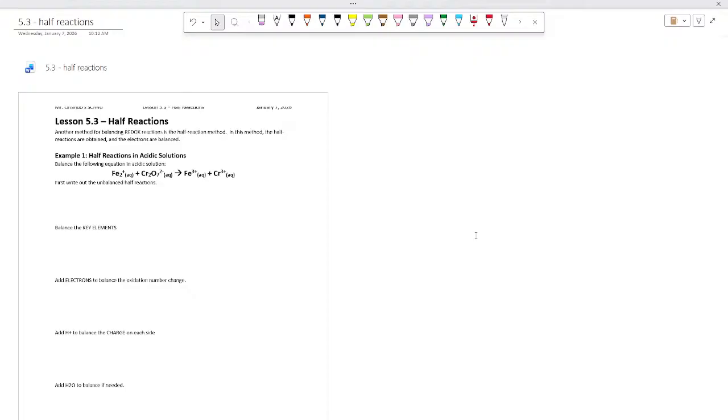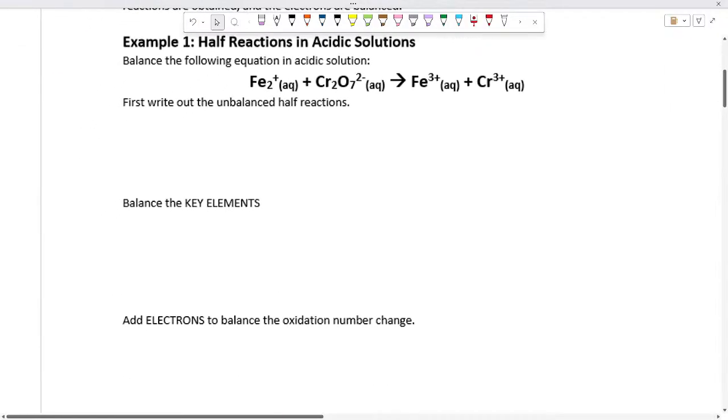Okay, so we've got another reaction we want to look at here, which is iron ions reacting with, does anyone know what that ion's called? It's actually called dichromate, because there's two chromiums in it. So this is iron reacting with the dichromate ion to give us different iron ions and chromium ions.